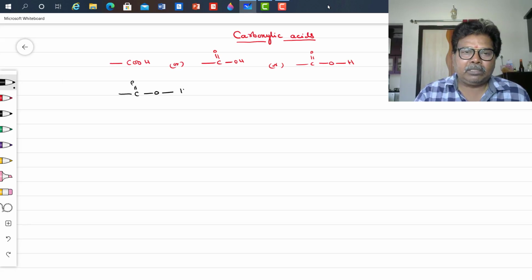The acidic nature of carboxylic acid is due to the presence of acidic hydrogen, the hydrogen which is bonded to oxygen. Due to this hydrogen, carboxylic acid acquires acidic nature.